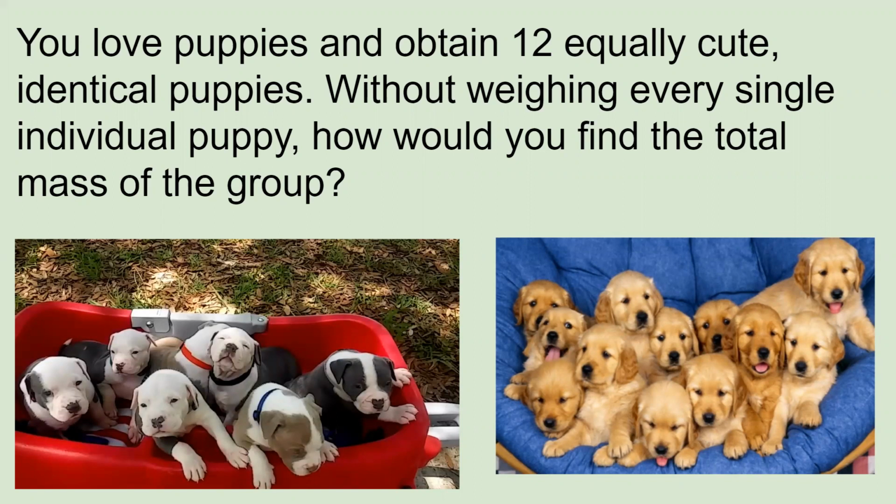So what you could do is if they're all identical, you take one puppy, you get the mass of one puppy, and then you say, well, it's got 12 identical things of itself. And so if you just took the mass of one puppy and you times it by 12, you could get the mass of the whole group.